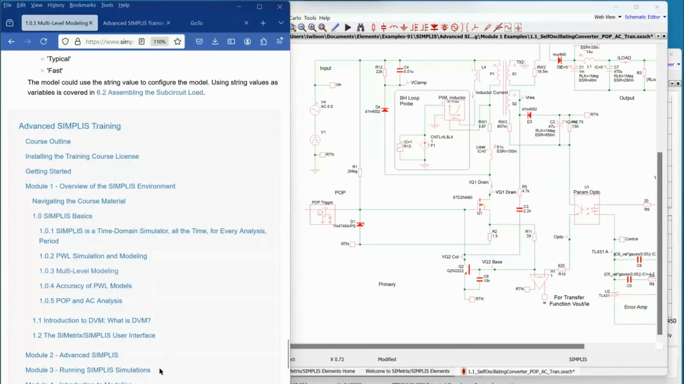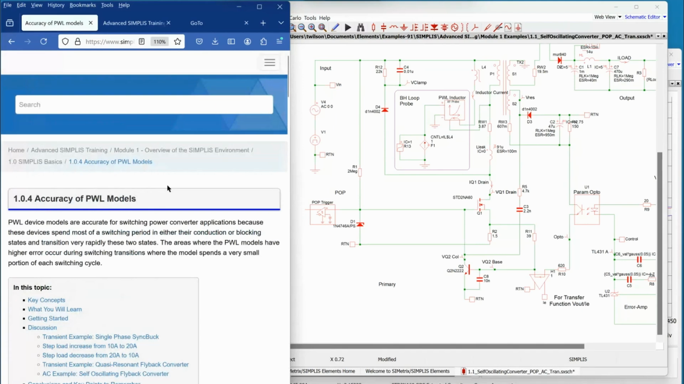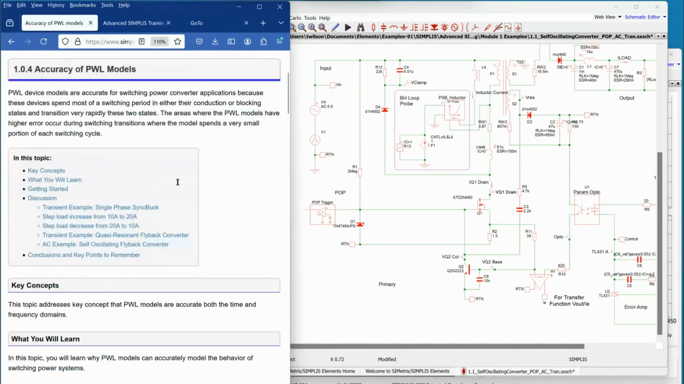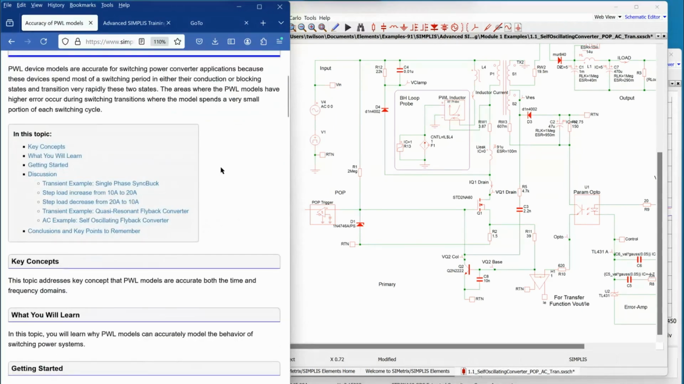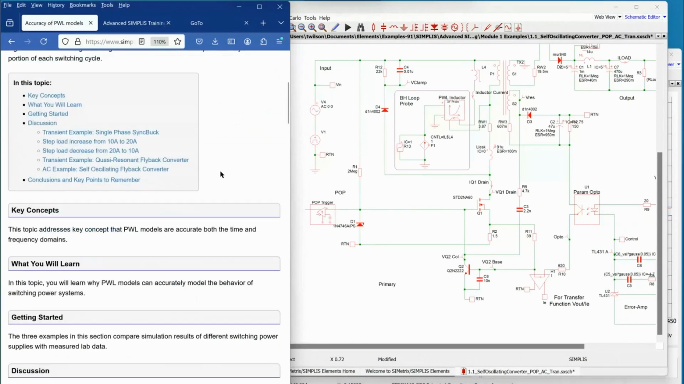So next, we're going to look at the accuracy of piecewise linear models. If following along in the documentation, we'll go to topic 1.0.4, accuracy of piecewise linear models. We know that the modeling is a piecewise linear approximation, and the question is, how good is that approximation? How good can it be?